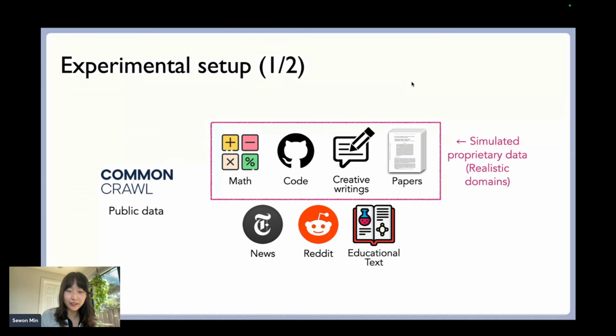And then the other data sets in the first row are simulated proprietary data sets, meaning that they're actually public. You can download them today and they're completely fine. But they are realistic domains, meaning that we chose domains where gathering high quality public data sets is known to be very challenging, for instance, math and code.